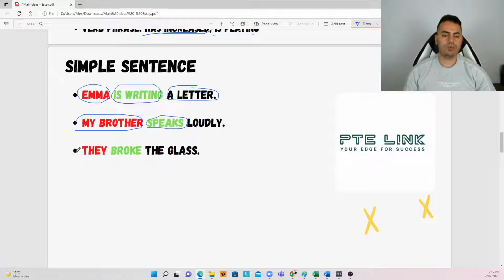Okay? They broke the glass. They is the subject. As you see here, it's a pronoun. Broke, that's the verb, and here it's an object. Okay? So those are examples for simple sentences.